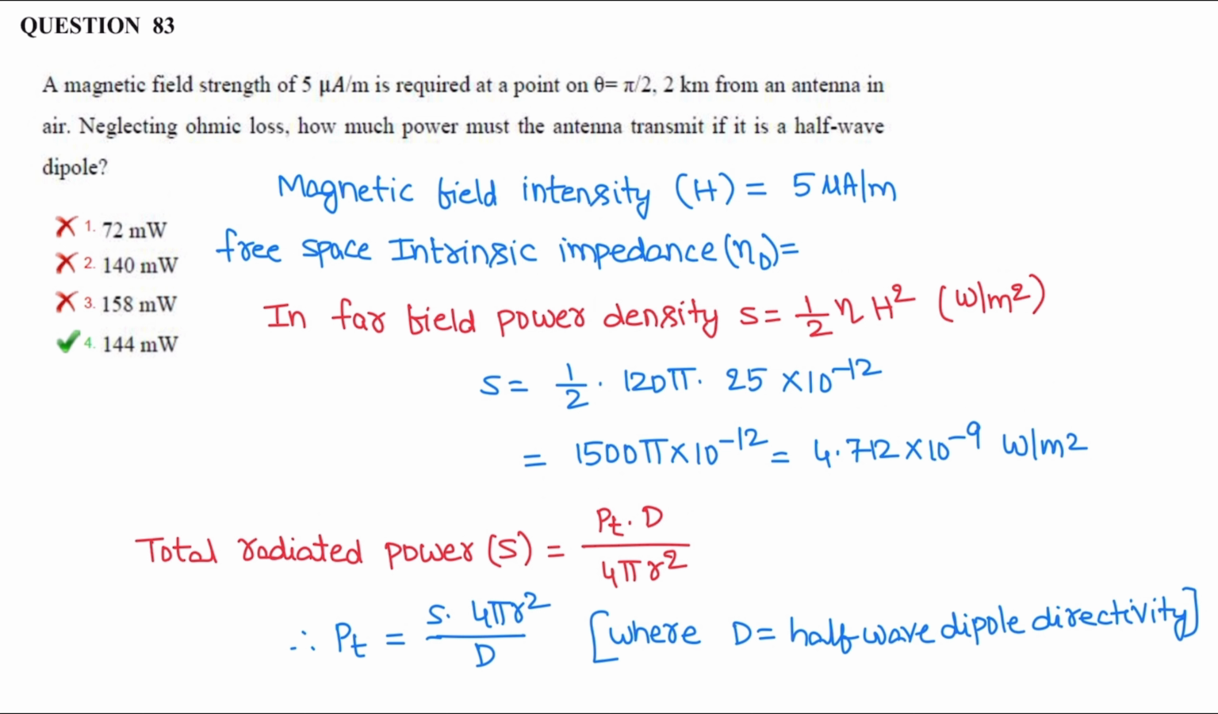Question number 83. The magnetic field strength of 5 microampere per meter is required at a point on theta is equal to pi by 2, 2 km from the antenna in air. Neglecting ohmic losses, how much power must the antenna transmit if it is a half wave dipole? Given magnetic field strength is 5 microampere per meter and free space intrinsic impedance is 377.